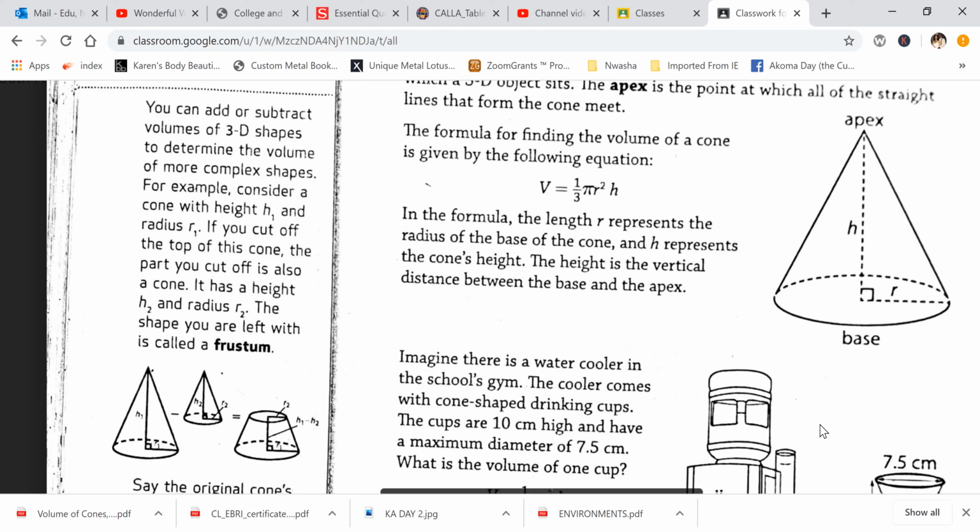This would be the most complex, if you had to somehow take multiple shapes, or the idea of multiple shapes, and then create a new shape, which we're going to get to in the last section of the other textbook. So this one's saying, for example, consider a cone with a height, h subscript 1, and a radius, r subscript 1. If you cut off the top of the cone, the part you cut off is also a cone. It has a height of h subscript 2 and a radius of r subscript 2.